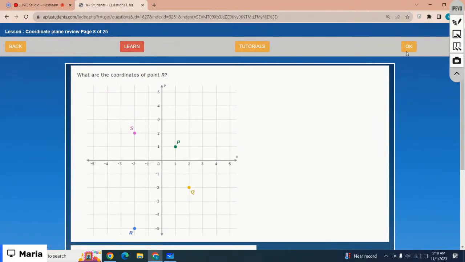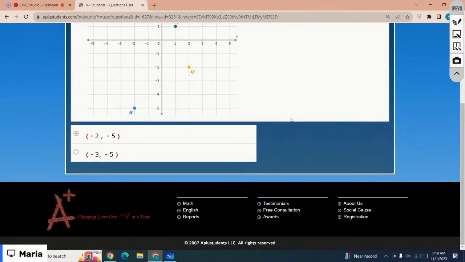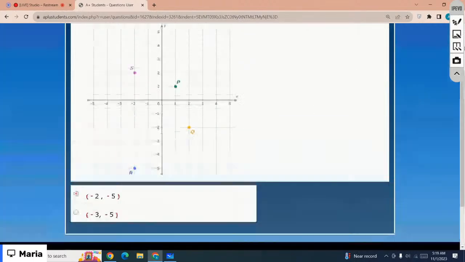What are the coordinates of the point R? So, which is the correct option? Very good. R is negative 2 and negative 5. Option number 1 is the correct option.